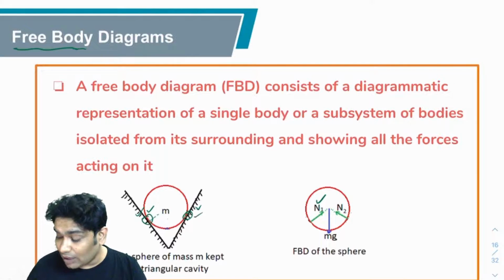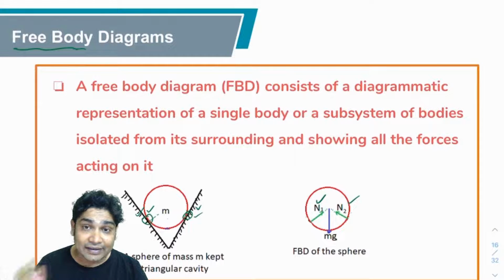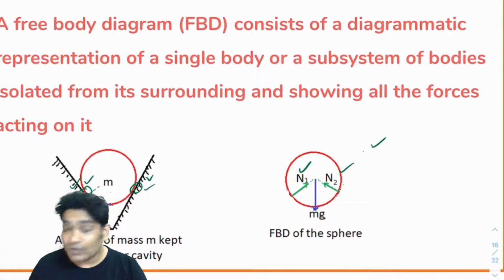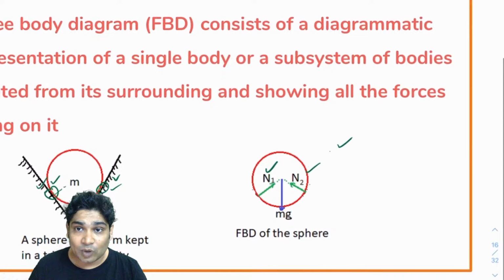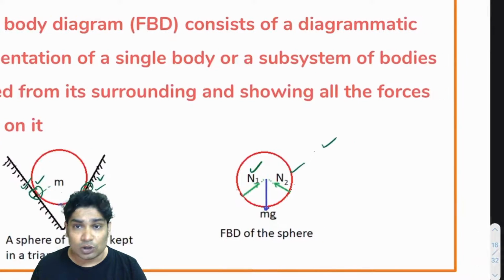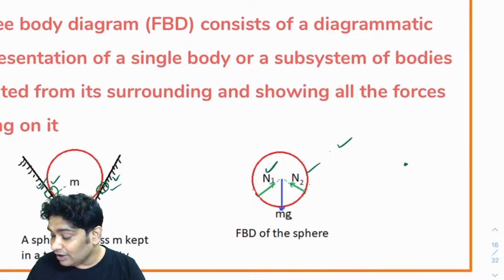Similarly, this contact would apply another normal reaction, which I am calling N2. And finally, the interaction with the Earth would have caused a force of mg. So this is what you call an FBD. Now, in an FBD, you generally represent all bodies with point masses also. So the technically correct FBD would be this.